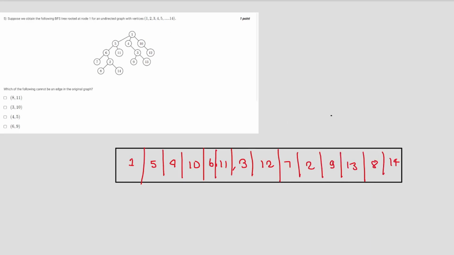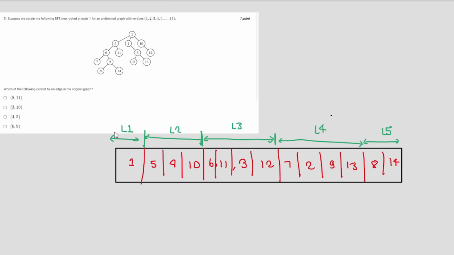So now we will draw the levels. So from here to here it is level 1. From 5, 4, 10 it is level 2. From 6, 11, 3 and 12 it is level 3. And up to 13 it is level 4, and this is the last level, level 5.